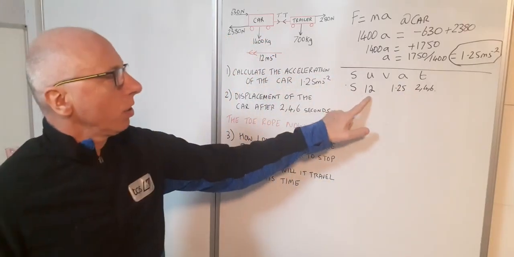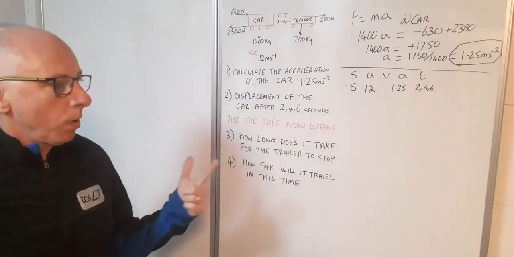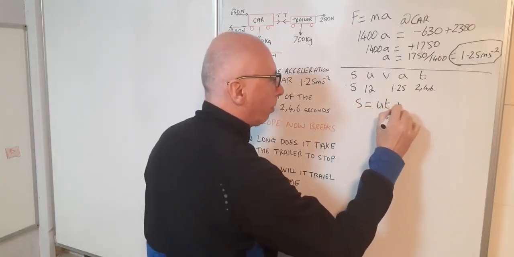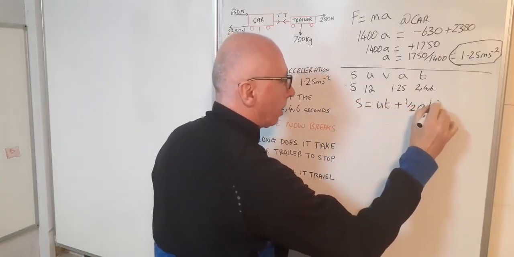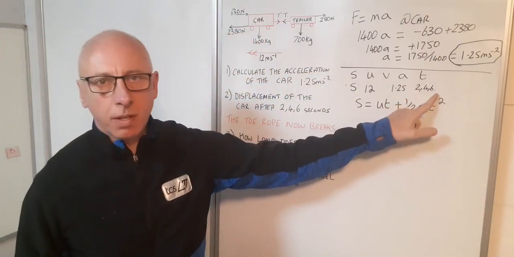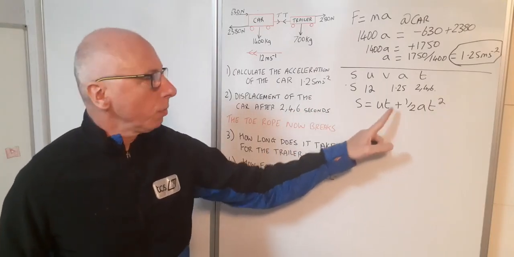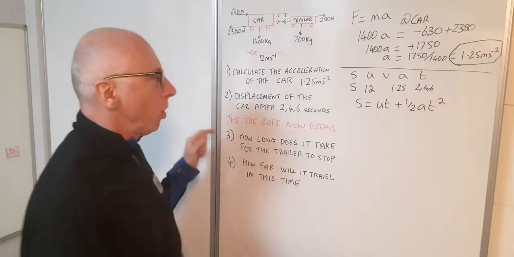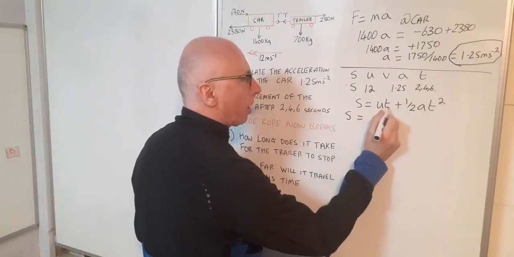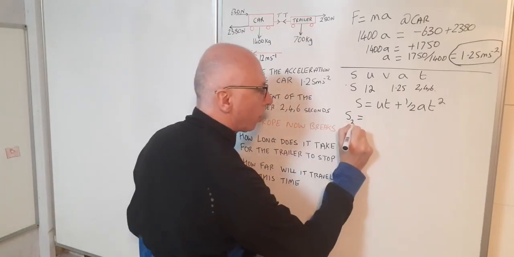So we've got S, U, A and T. So the SUVAT equation we want for that is going to be S equals UT plus 1/2 AT squared, and solve for S with the 3 different values of T. So if we just put those in 3 equations with 2, 4 and 6, and we work out our answer. So S equals 12 times T. So let's work out for 2. So we call that S2.